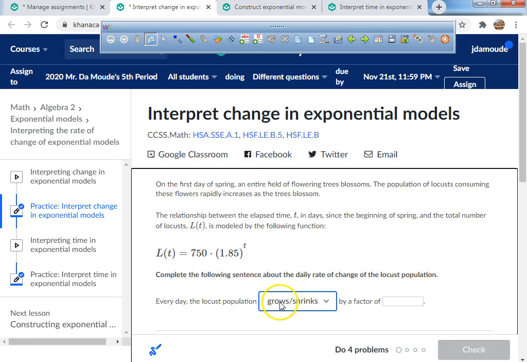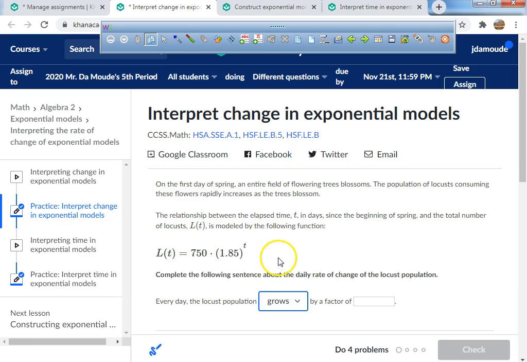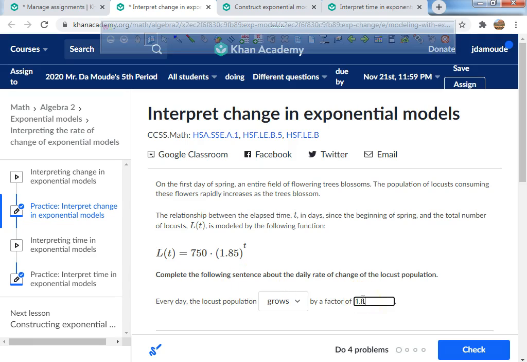Okay, so we're going to say they grow. The locusts are growing, all right? And then every single day by a factor of 1.85.